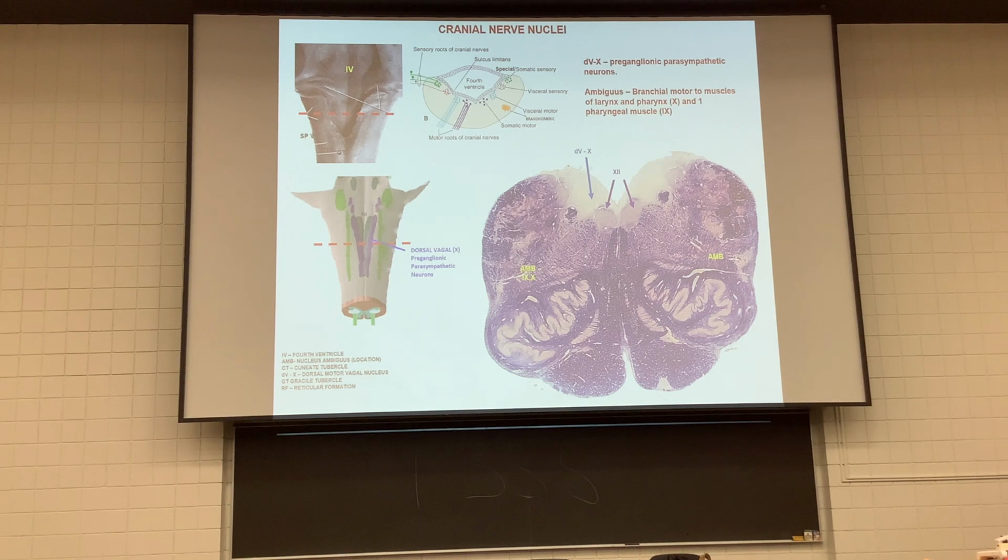I'm never going to ask you to identify ambiguus, but you should at least know the important point. The preganglionic parasympathetics have their nucleus, and the branchial motor to the muscles of the larynx and the pharynx have a different location called ambiguus.